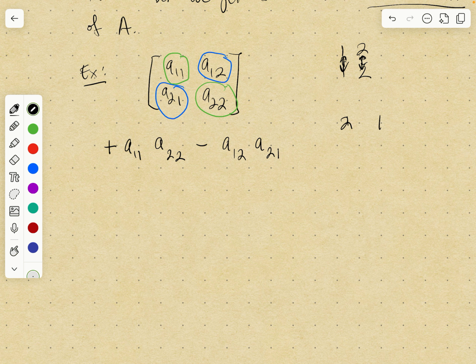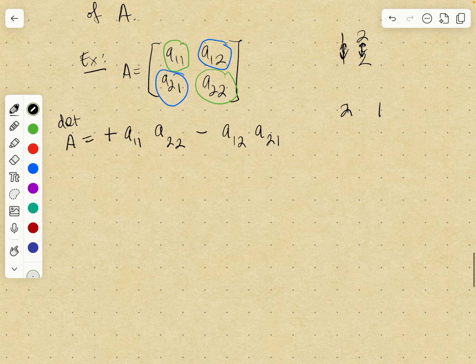Okay? So if this is A, then the determinant of A is this. It's just A11 times A22 minus A12 times A21.